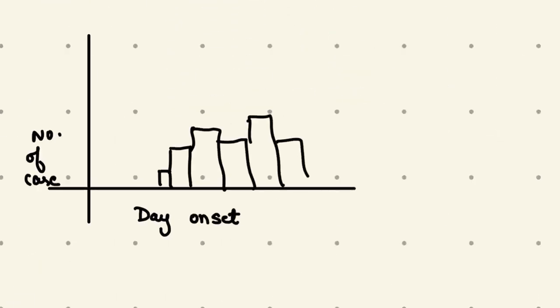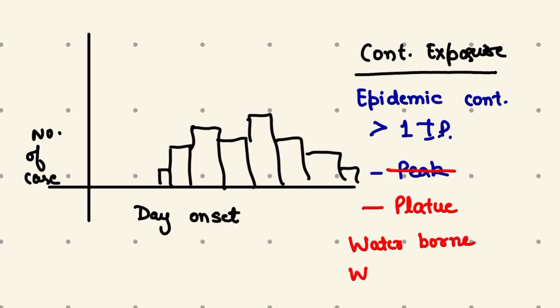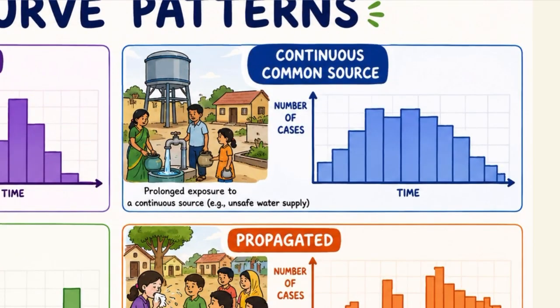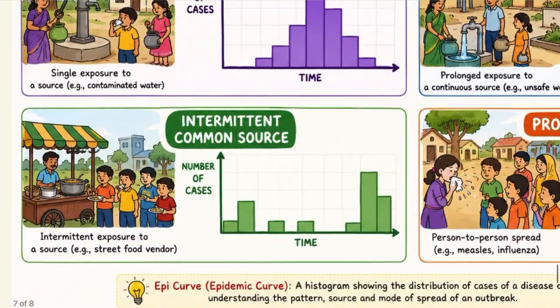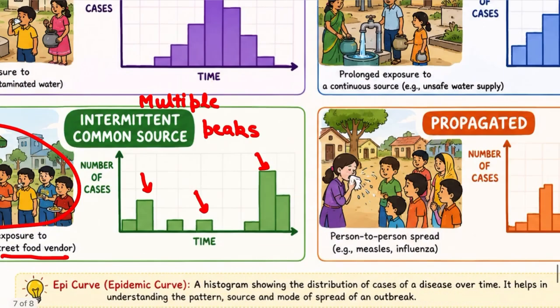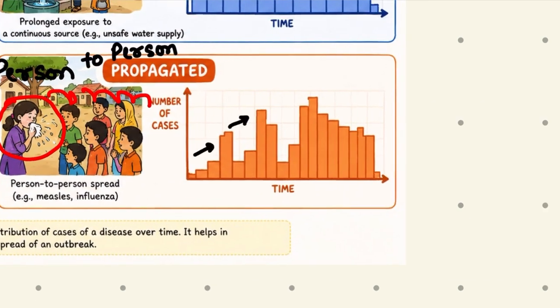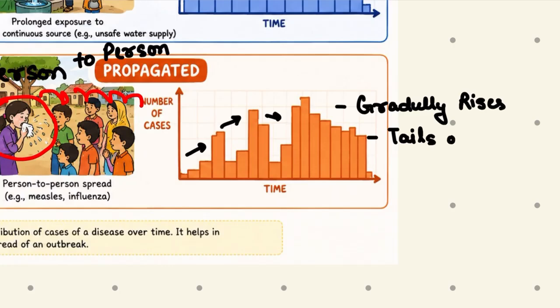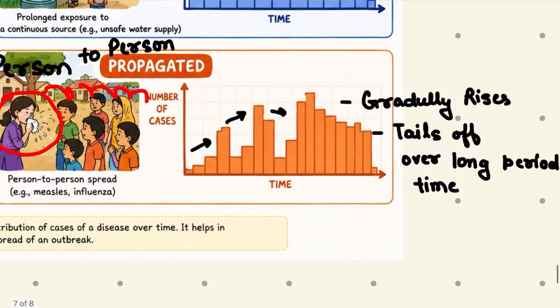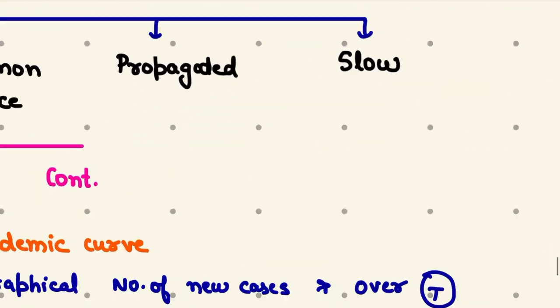Now let's see the graph of continuous exposure. Here we can see a plateau. Here the epidemic continues for more than one incubation period. Peak absent होती है, plateau is present. For example, waterborne diseases. This is the continuous source epidemic and this is the intermittent source epidemic. Multiple peaks are there. Now in propagated epidemics में person to person transmission होती है, so gradual rise and gradual fall is there. And this can be seen when there are a large number of susceptible individuals.